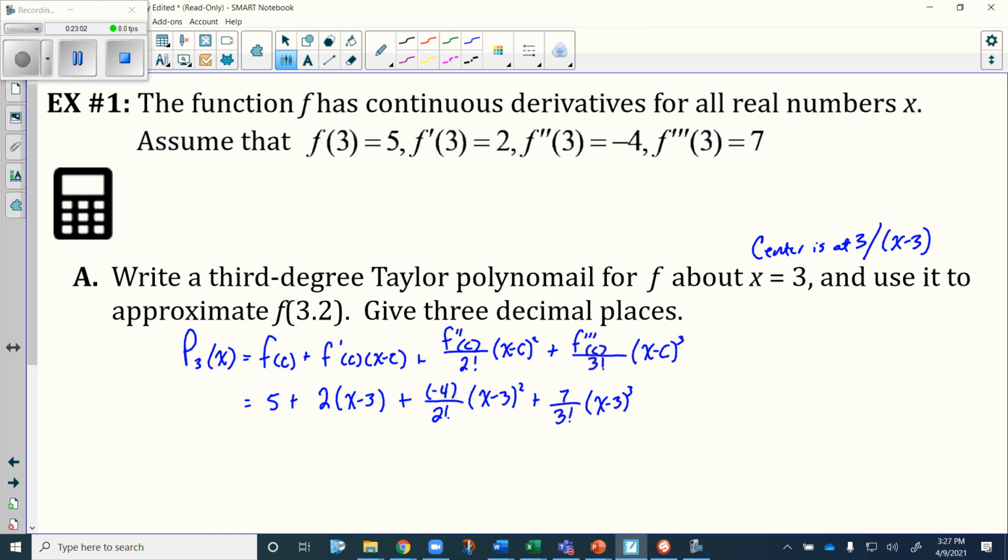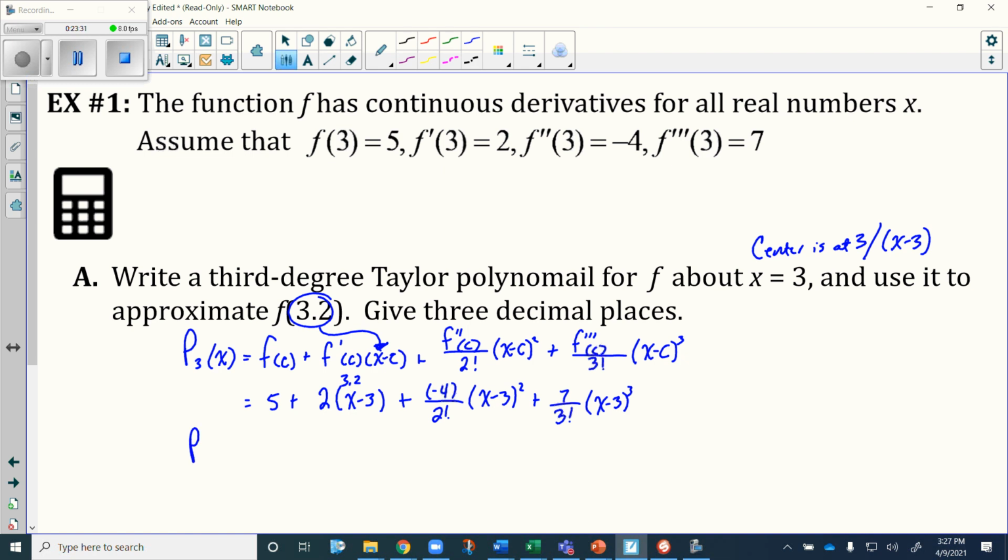Now in this case, it's asking us to evaluate it for x equal to 3.2. The center is at 3. So when I substitute, I'm going to take that 3.2, and that's what's going to get substituted in for all of these x's. So we're essentially just saying 3.2 minus 3, which would just be 0.2. So on my calculator, this is where I'm getting my approximation here.